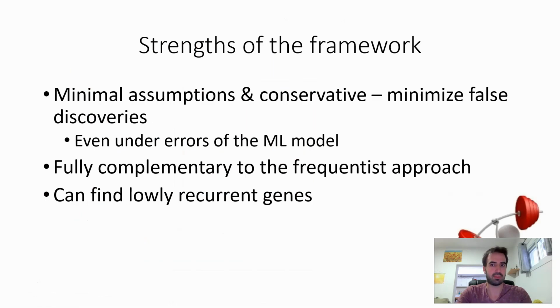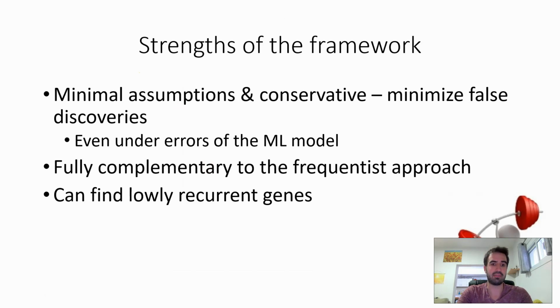So what are the strengths of this framework? First, it's designed to really make minimal assumptions. Unlike the frequentist approach, which needs to account for all kinds of variables which might influence mutation rates, in our case, the number of mutations is already given, so we don't need to account for all of these variables. And this really leads to minimization of false discoveries.